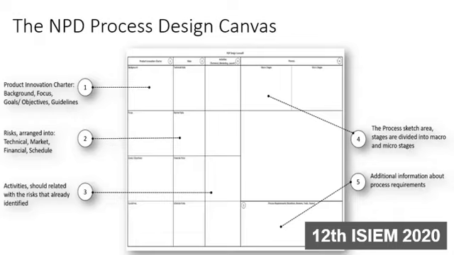The canvas consists of five main parts: the product innovation charter list, the risk list, the activities list, the process sketch area, and the additional information area.